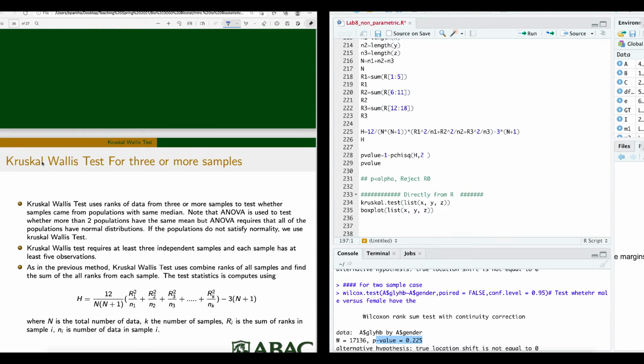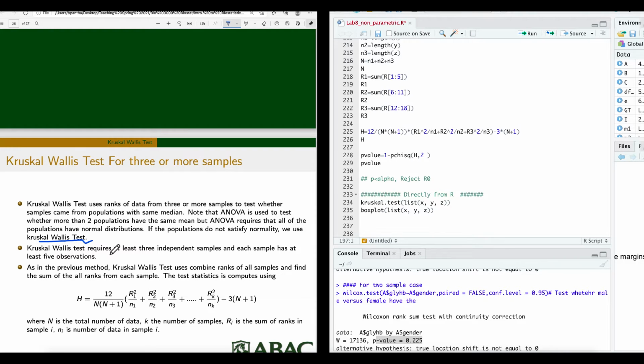We call it the Kruskal-Wallis test for three or more samples. The Kruskal-Wallis test uses ranks of the data from three or more samples to test whether the samples came from populations with the same median. Note that ANOVA, analysis of variance, is used to test whether more than two populations have the same mean, but ANOVA requires that all of the populations have a normal distribution. If the populations do not satisfy normality, we use the Kruskal-Wallis test in the case of more than two samples.